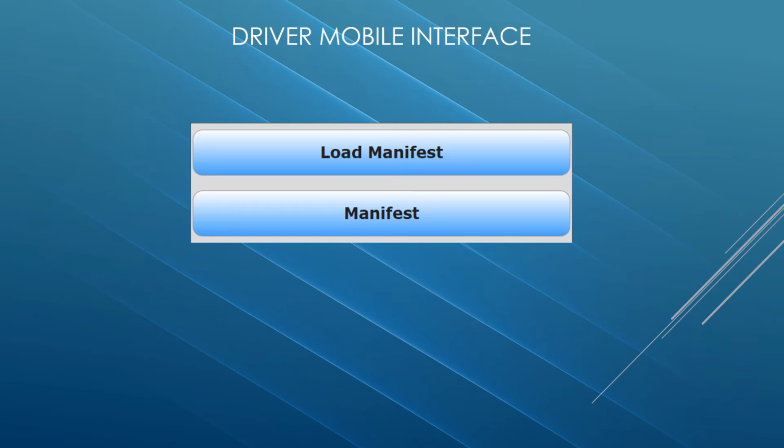When the driver gets to the drop-off point, they are supposed to capture a signature and take 2 pictures of the items dropped off and the person receiving. This information is sent back to the system in real time.